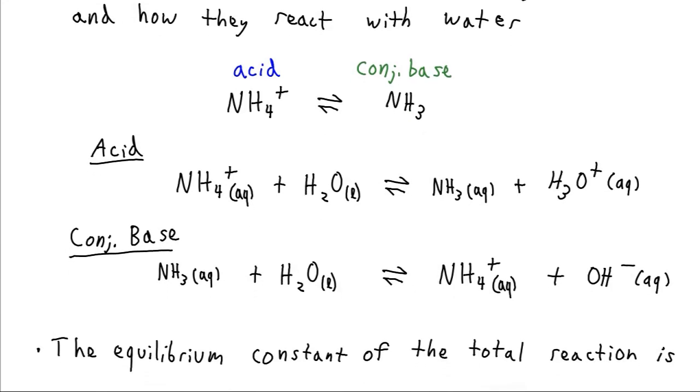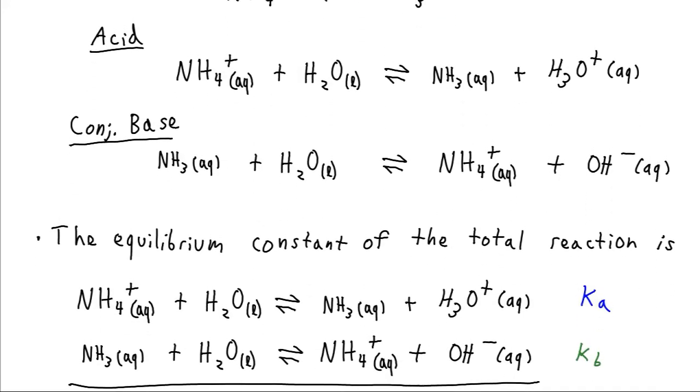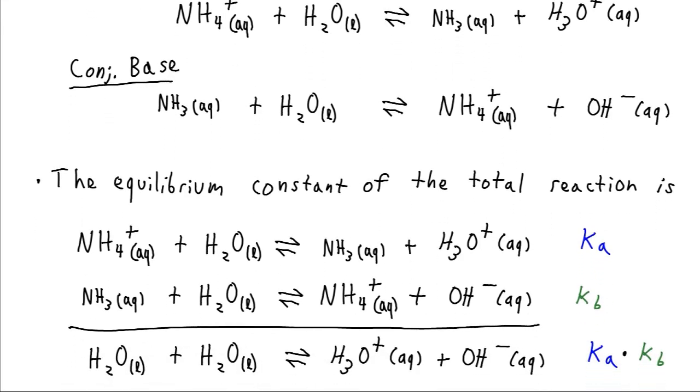What about the total reaction? If we treat these as 2 steps and add them together, we know the equilibrium constant for NH4 plus is Ka, and for NH3 is Kb. And we know when we add reactions together that the final equilibrium constant is the multiplication of all the reactions that we added together. Now if we add these reactions together, we have NH4 plus on the right and the left, so that should cancel out. We have NH3 on the right and the left, so that should go away.